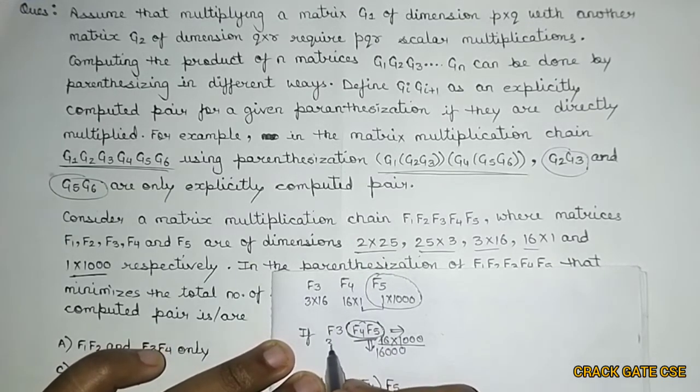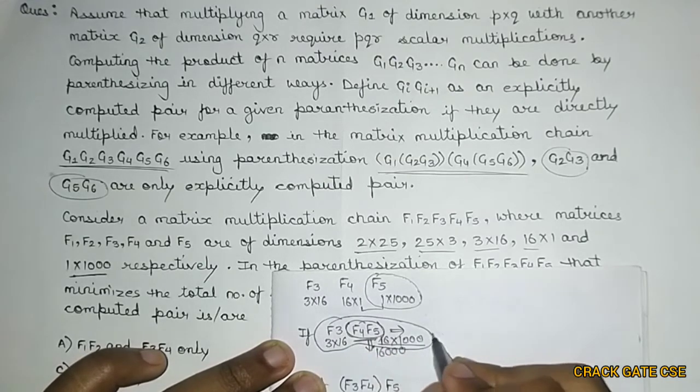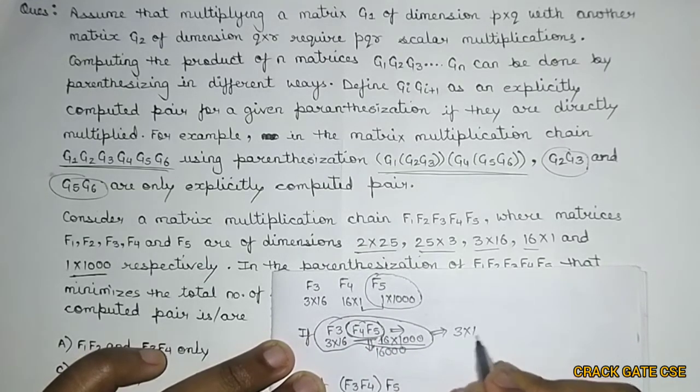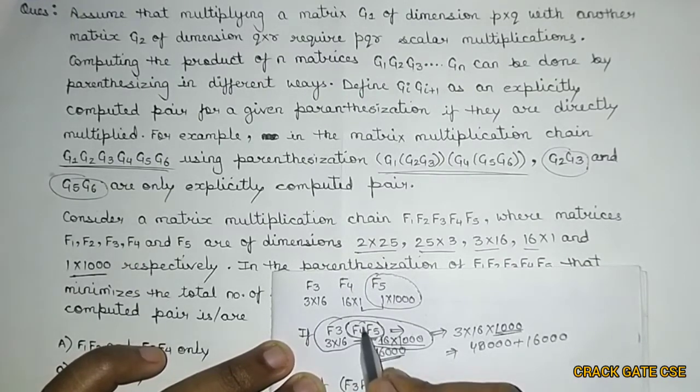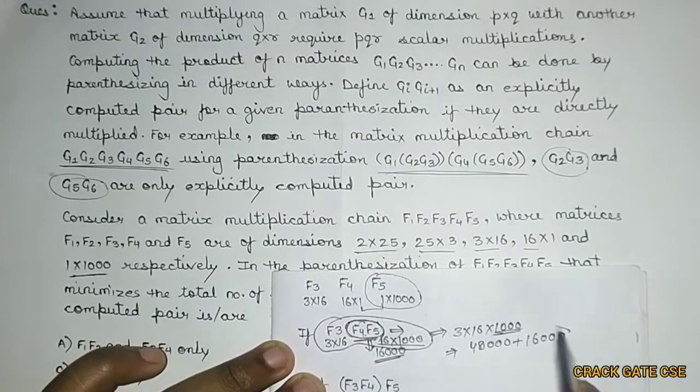Now F3 has dimension 3 into 16. So now you have to find out for this complete product. It will be 3 into 16 into 1000, so this will be 48,000 plus this much, that is 16,000. Here you have noticed one thing: this 1000 is counted twice. Once when we are finding out the multiplications for F4, F5, then again when we are finding out the number of multiplications for this whole. So here this 1000 came twice.